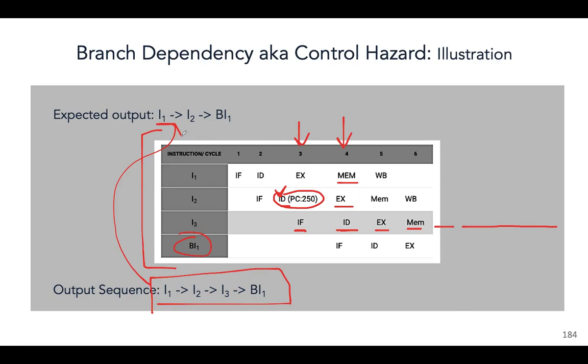So branch, jump and call instructions, it's very important to handle them properly, because once an instruction enters the pipeline, like I3 did, it will keep on going normally and will disrupt the entire expected chain of operations of your program.